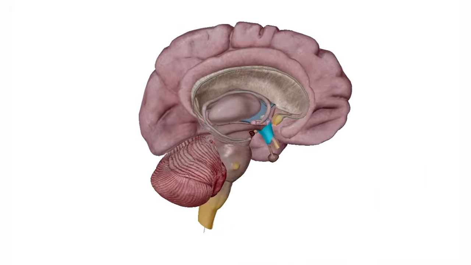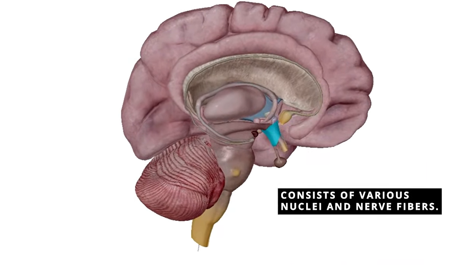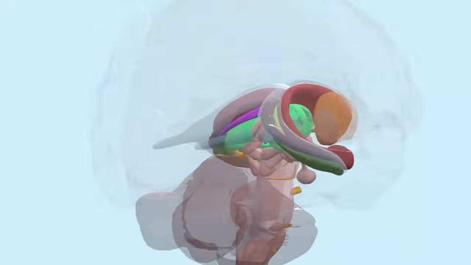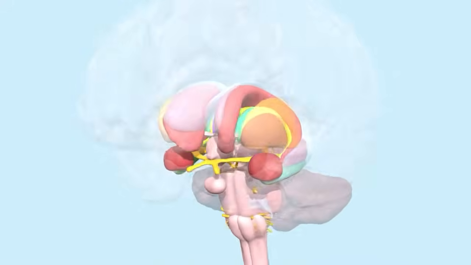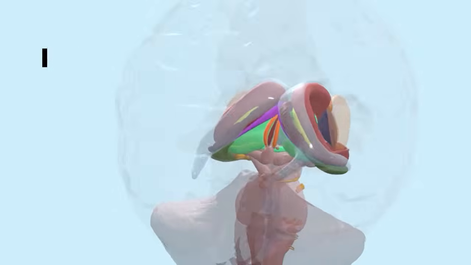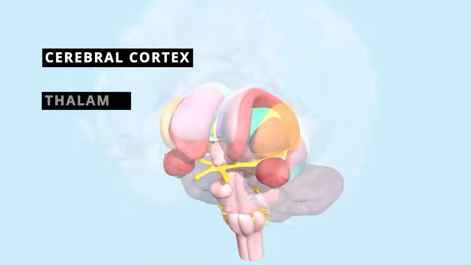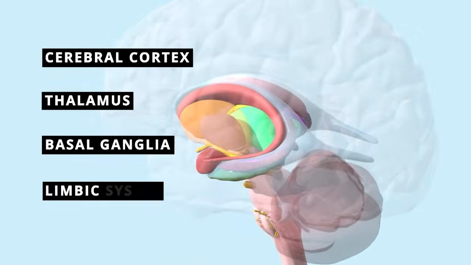It's about the size of an almond and consists of various nuclei and nerve fibers. The hypothalamus is connected to many parts of the central nervous system, including the cerebral cortex, thalamus, basal ganglia, and limbic system.